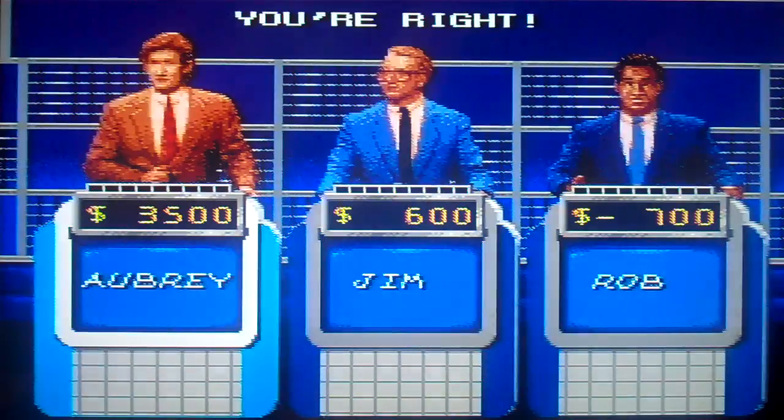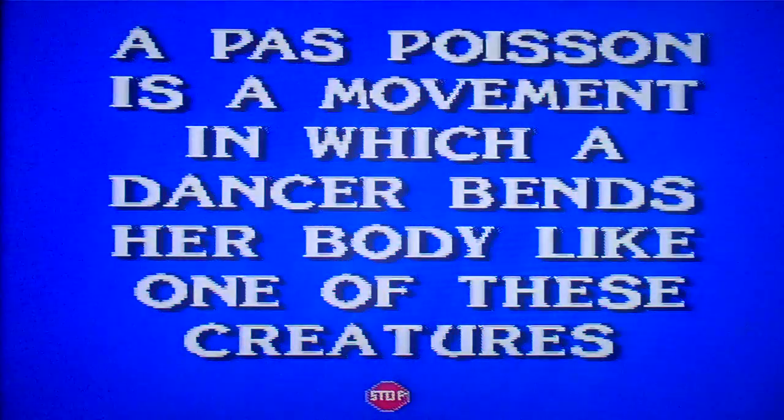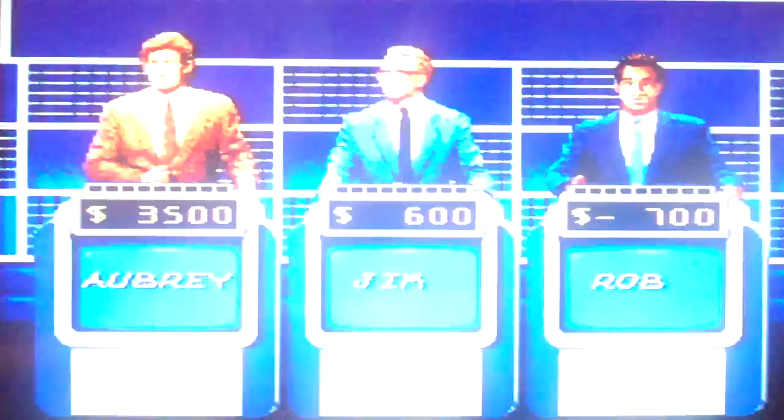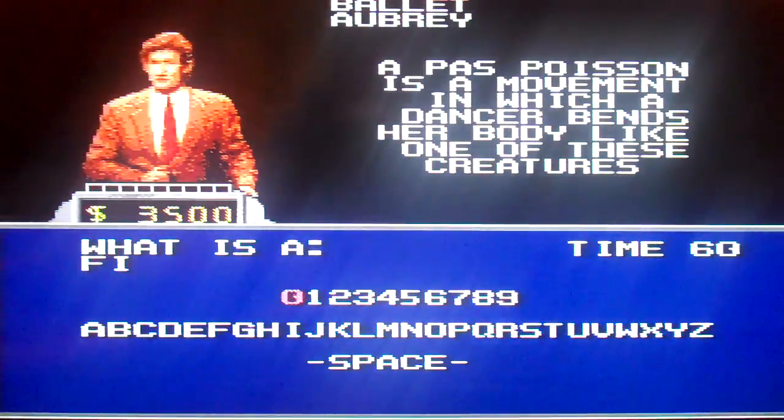Yeah. Let's go back to the $500 clue in ballet. The answer is: A pop, what's known as a movement in which a dancer bends her body like one of these creatures. What's a fish?